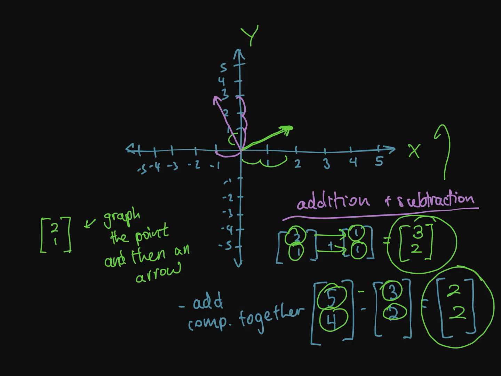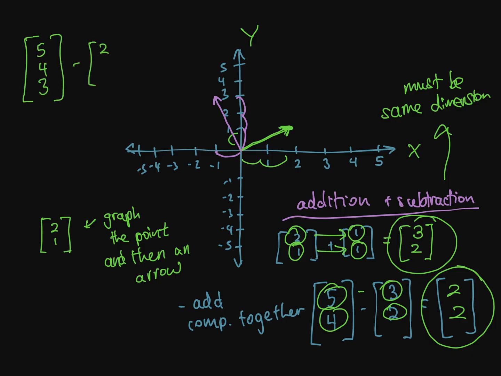One quick note here is that if we want to do addition or subtraction with vectors, we need the vectors to have the same dimension. Otherwise, the components won't match up and the math gets completely messed up. So for example, if I wanted to do 5, 4, 3 minus 2, 4, then we would try to write it out, but there's always one component which gets left out.